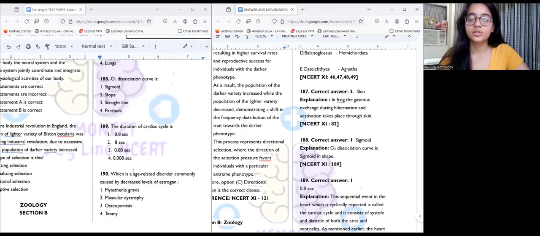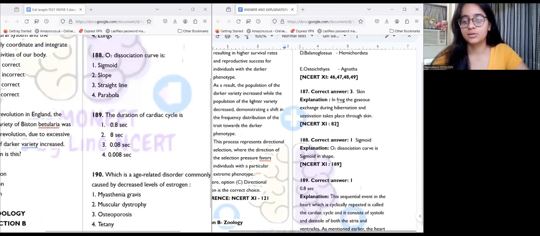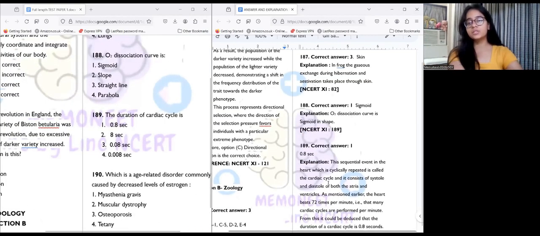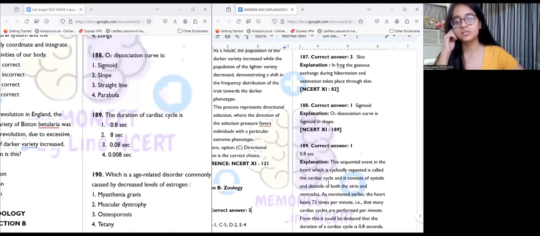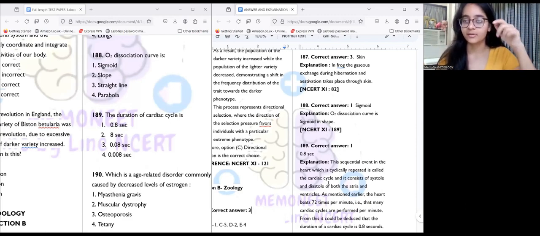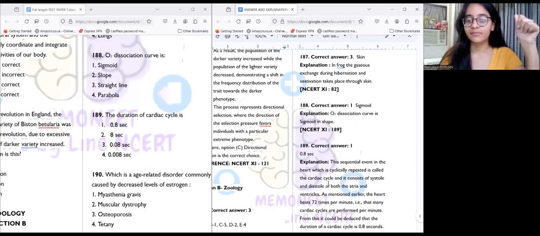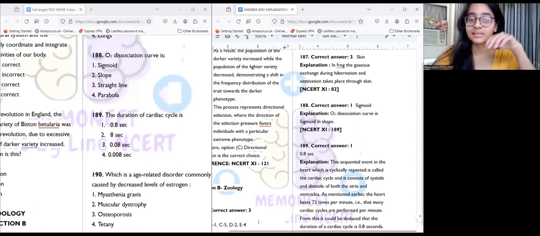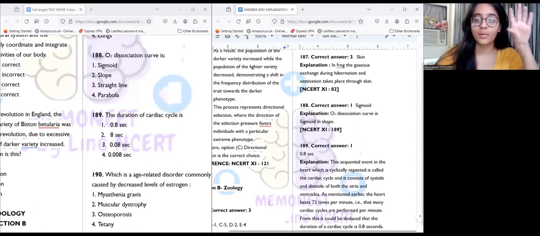For 189, the duration of the cardiac cycle is 0.8 seconds. What is a cardiac cycle? Sequential events in the heart which are cyclically repeated are known as the cardiac cycle. It consists of systole and diastole of both the atria and the ventricles. The heart beats 72 times per minute, and this is 0.8 seconds for one systole and one diastole of both the atria and the ventricles.